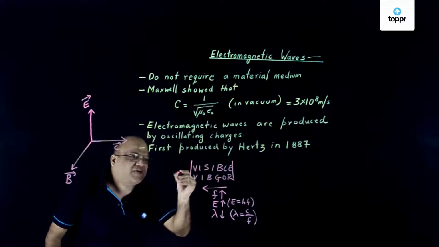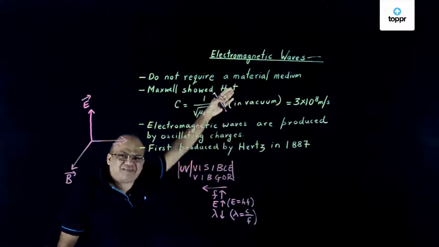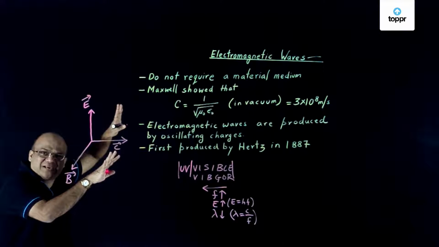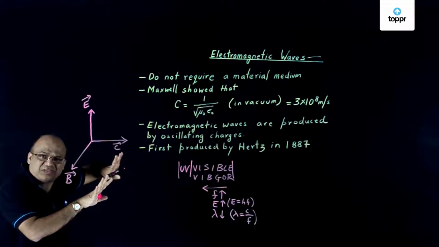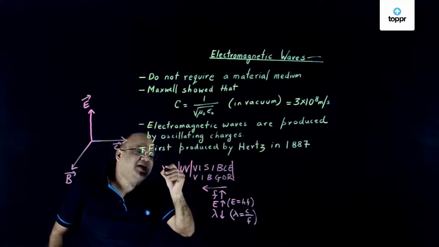More powerful than violet is ultraviolet. Ultraviolet rays come along with the sun's rays. Luckily, most of them are absorbed by the ozone layer, so they don't reach us. Otherwise, they are harmful. More powerful than ultraviolet rays are X-rays.